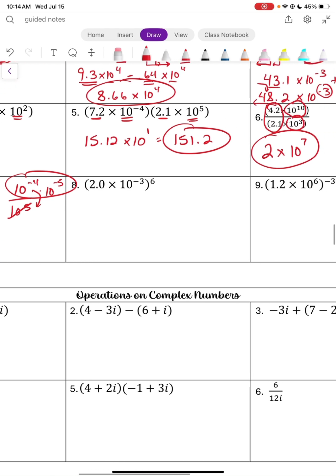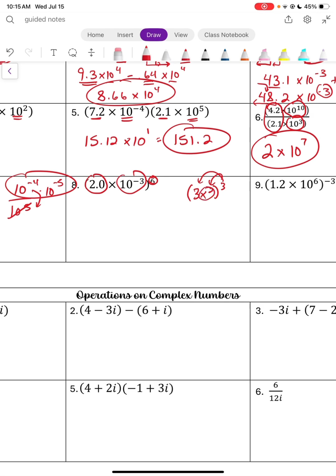All right, last two. Now we're dealing with exponents. Again, very important to point out that there's no plus or minus signs, which makes what I'm about to do legal. Now, 3x squared to the third power. Since there's no plus or minus signs, I can simply raise each of those to the third power, and that's all I'm doing here. I'm going to raise the 2 to the 6th power, and I'm going to raise 10 to the negative 3 to the 6th power.